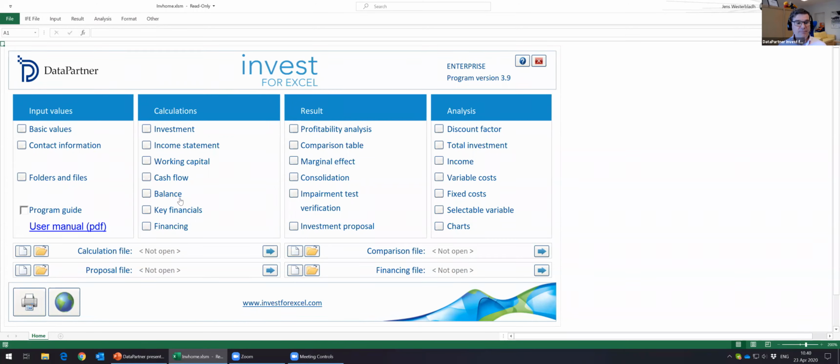Then there is annual key financials, but I think more importantly, you go forward to the profitability analysis where you can see the overall profitability of the project. So when you come this far, basically you have finished the calculation, you are ready. And you can have then different scenarios.